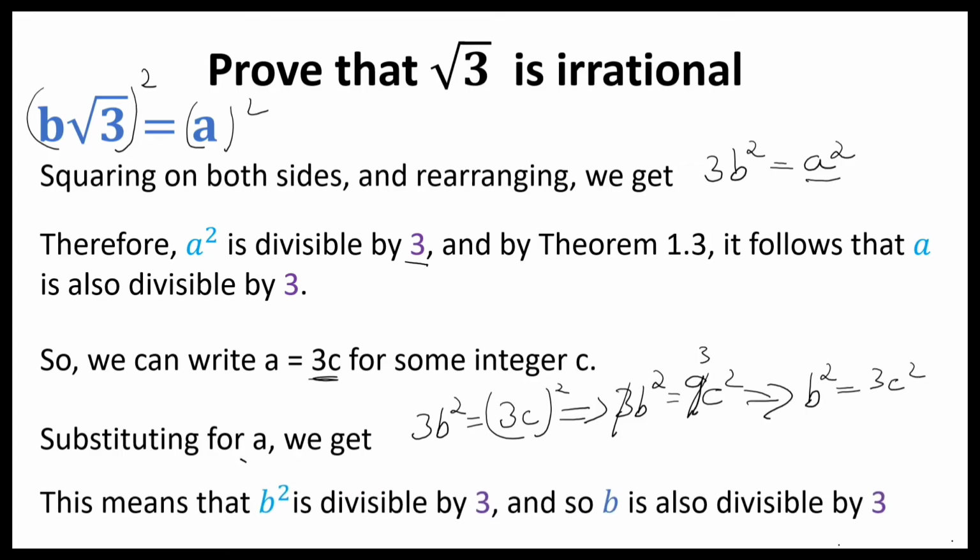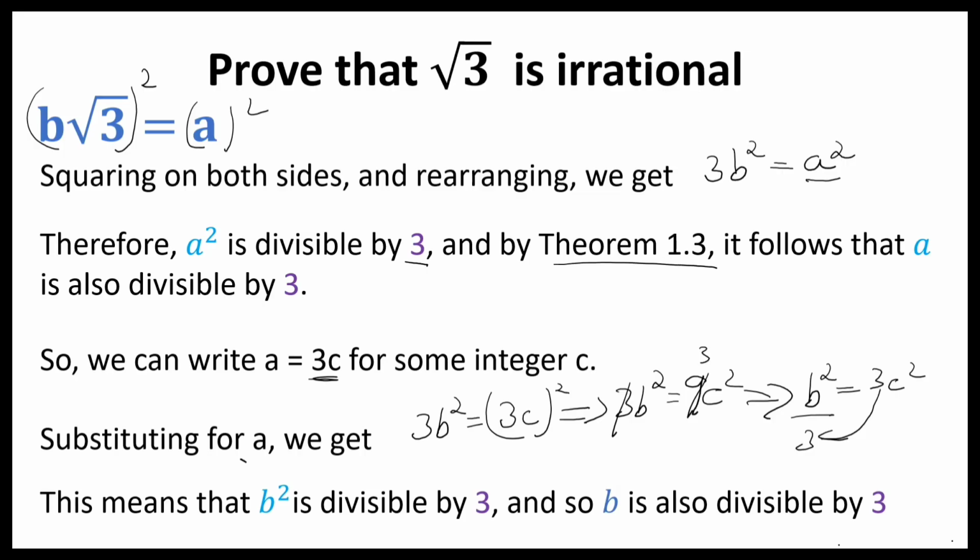It implies that b square is divisible by 3 if we transpose 3 to this side. So b is also divisible by 3 by theorem 1.3.